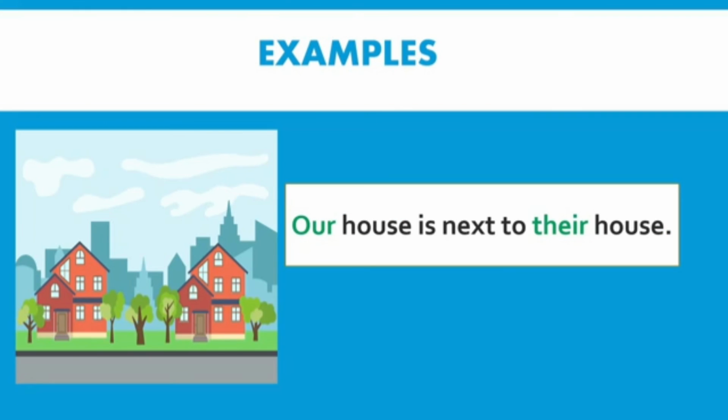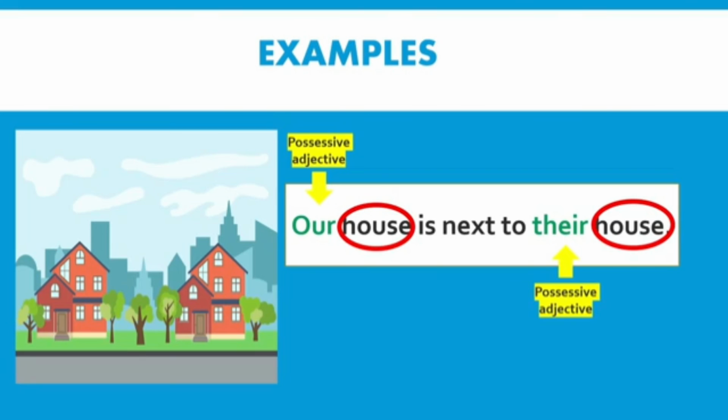Okay, we try another example. Our house is next to their house. The possessive adjectives here are our and their. And how can we confirm that it is a possessive adjective? Because the noun here is house. It happens after the possessive adjective. House, our house, their house.